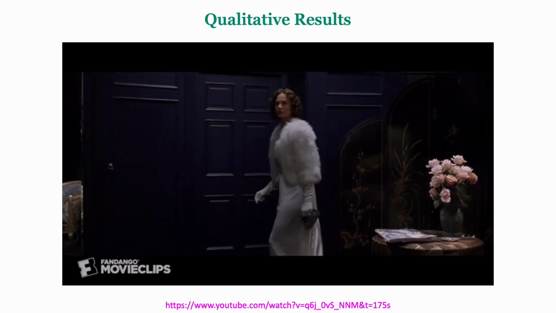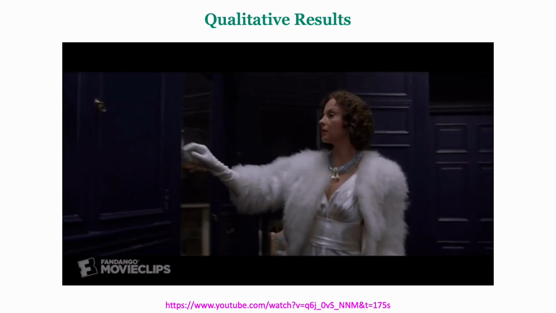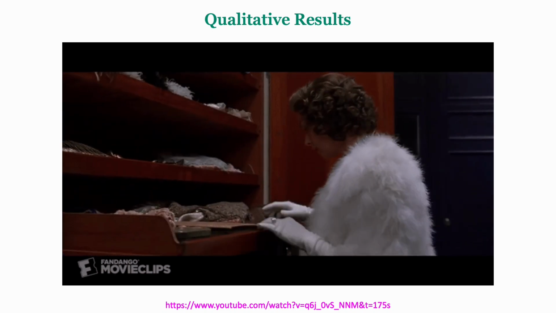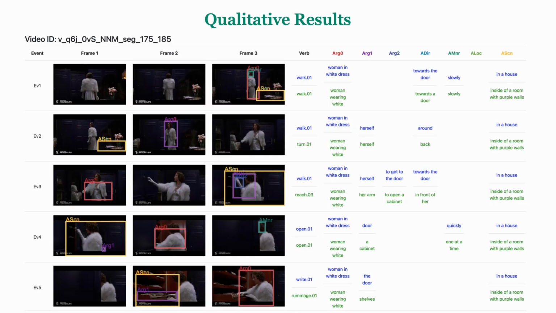Now we look into some qualitative results. Here is a 10-second video from a movie scene. The entire video is fed to Video Whisperer at once. And this is the event-wise structured prediction from the model. As can be seen, the model is able to predict correct actions such as walk and open. It also generates correct captions such as woman in white dress, at the same time grounding it in the respective clip.